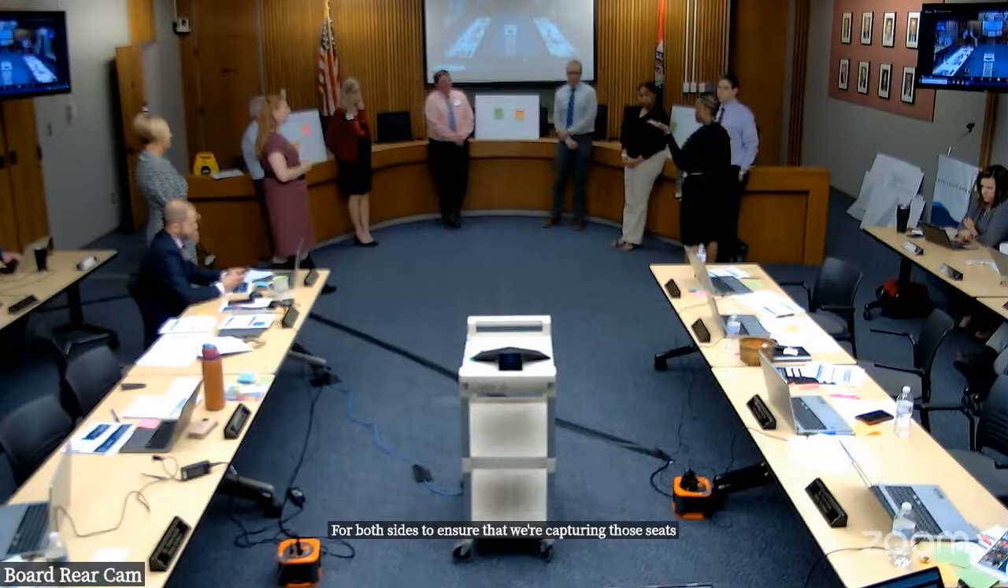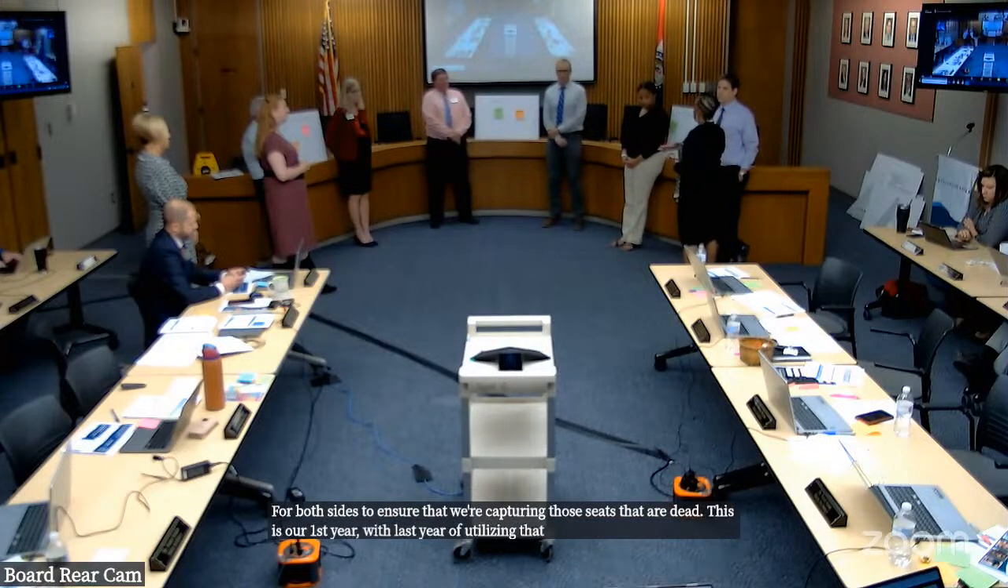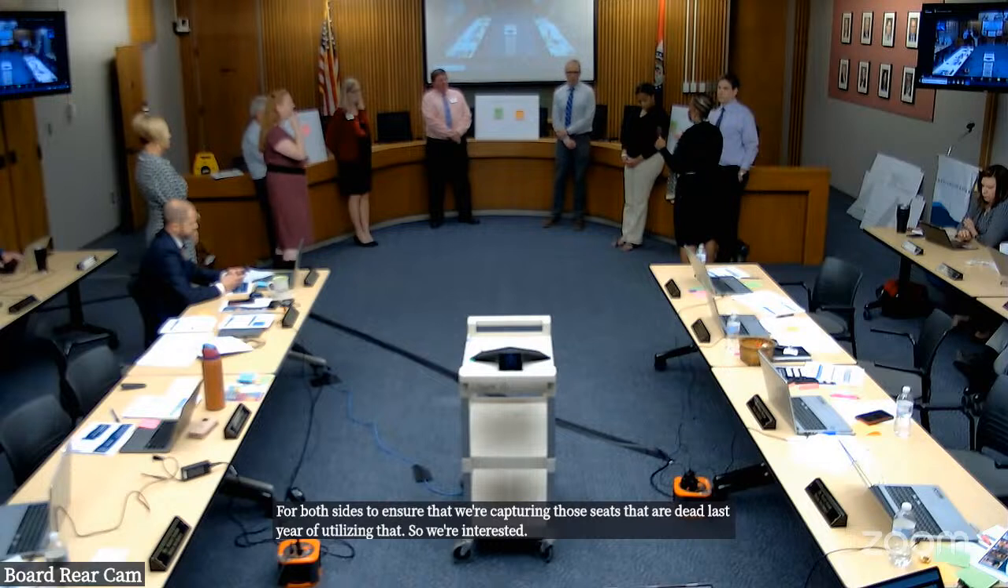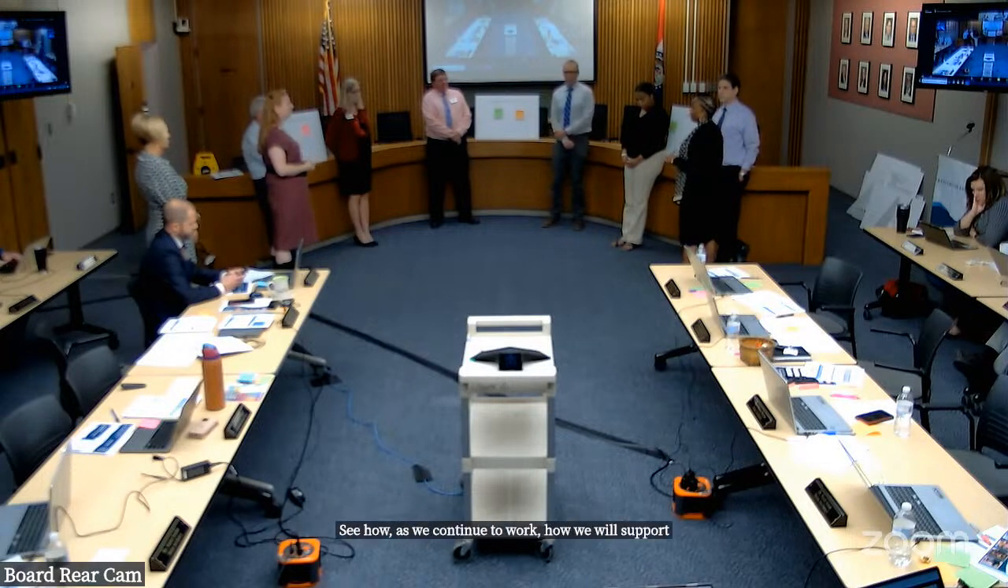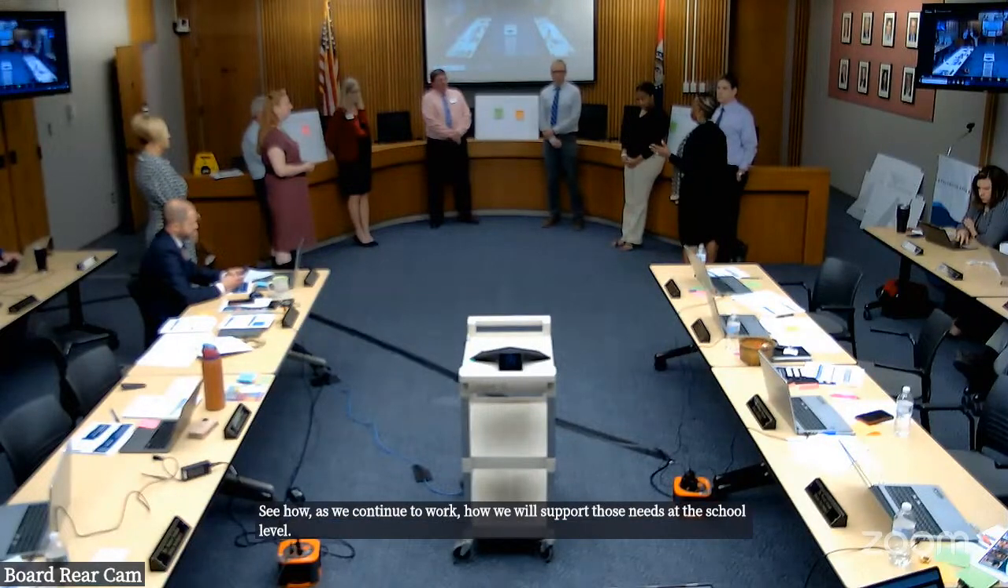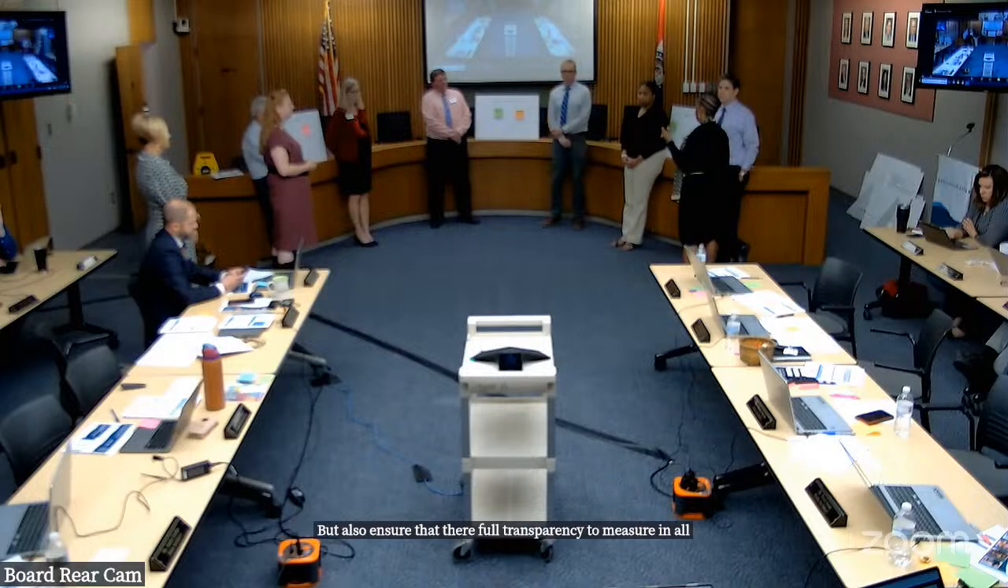This is our first year, well, last year, of utilizing that tool. So we're interested to see how, as we continue to work, it will support those needs at the school level, but also ensuring that there's full transparency to measure in all of those buildings.